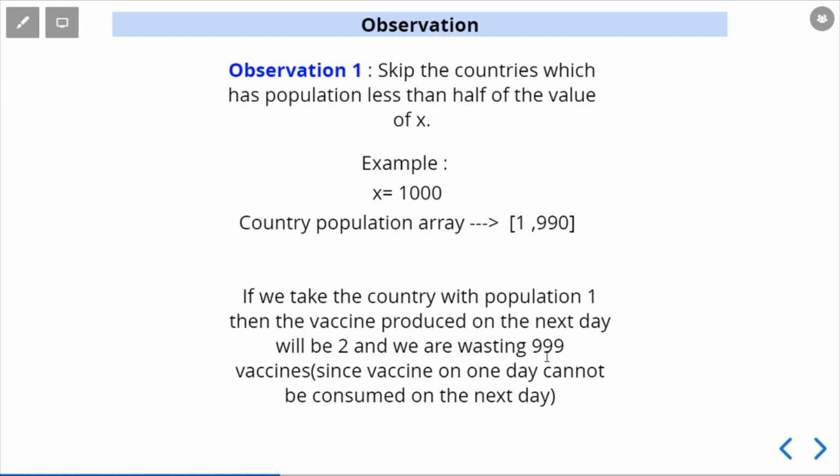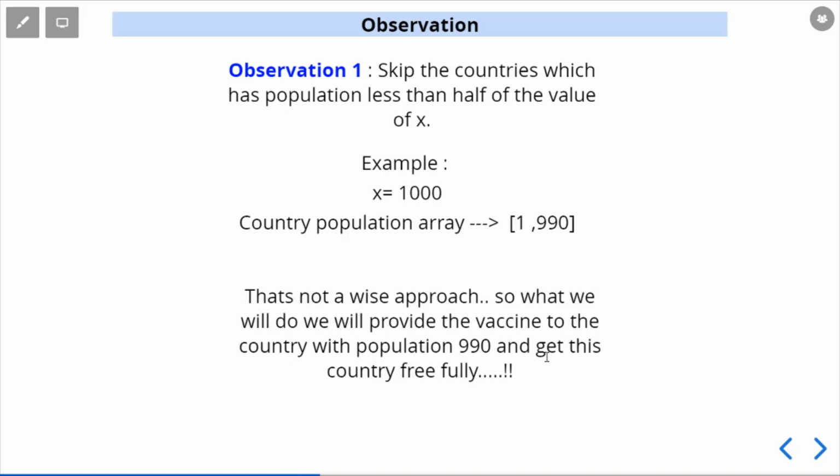So this is not the perfect optimization that we were thinking. We have wasted the vaccines. How can we optimally use these vaccines on a certain day? What we will do is provide the vaccines to the country with population 990. We provide all 1000 vaccines to the country with population 990 and cure this country fully. Why? Because we have 1000 vaccines and the population is only 990, so we can cure all the members of this country on day 1.